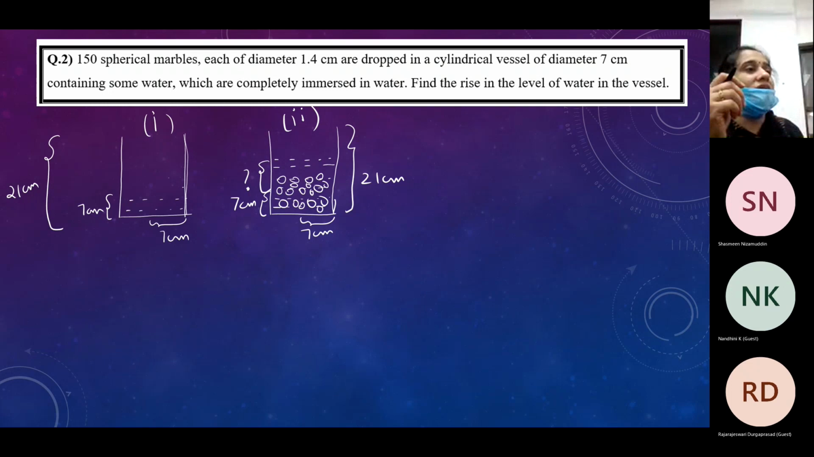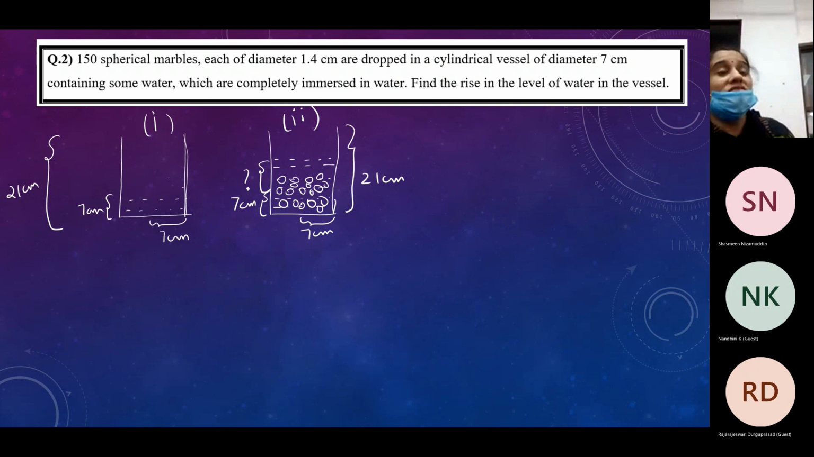What is the capacity of the container? Shreya Shri, what's the capacity of the container? What's the radius of the container? What's the height of the container? Now put the values in the formula and tell me what is the capacity of the container. What's the formula? Very good. Pi r square h again. The capacity of the vessel is pi r square h, 22 by 7 into 7 into 7 into h. When you take the height as 21, you get the capacity of the vessel.